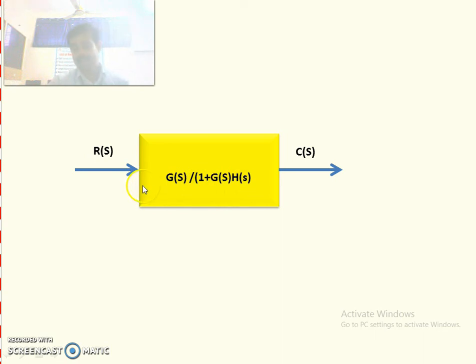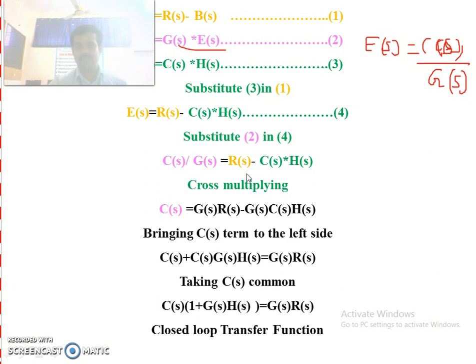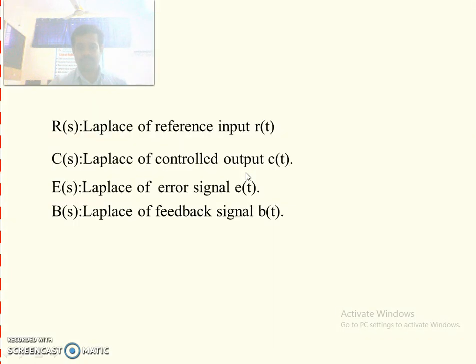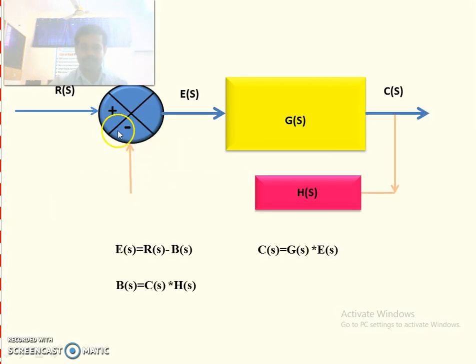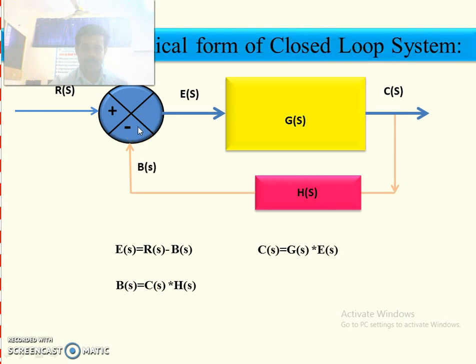Here you are having negative feedback, so we have got 1 plus G(s) H(s). If you are having positive feedback, in the sense if you are having plus at this place, then you will be getting G(s) divided by 1 minus G(s) H(s). Okay.